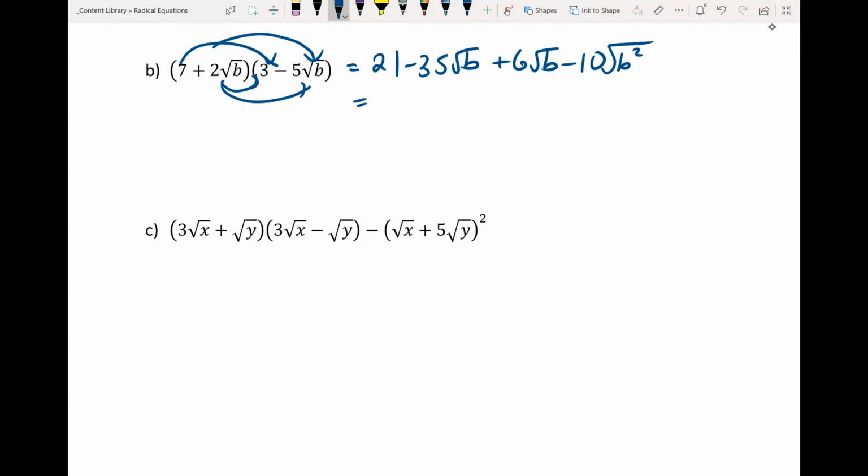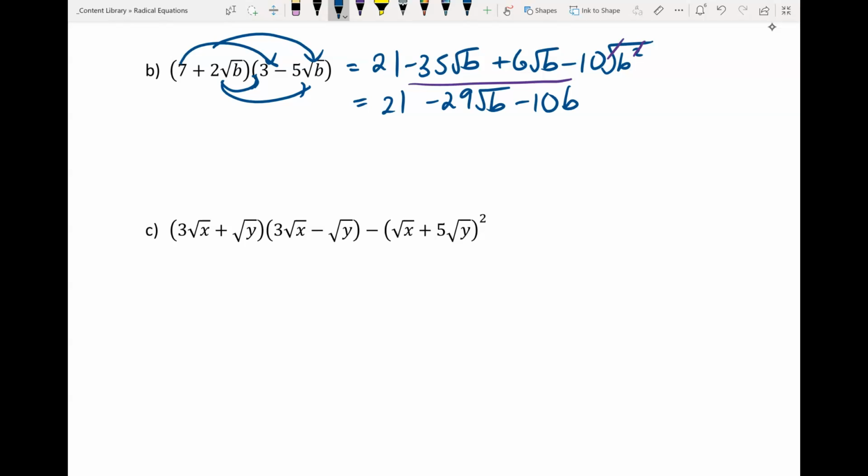So let's go ahead and simplify this. Negative 35 root b plus 6 root b. So negative 35 plus 6 is negative 29. That's our coefficient. We leave the root b alone because we are adding. Then the square root of b squared. Our square root and our square cancels out, so we're just left with b.